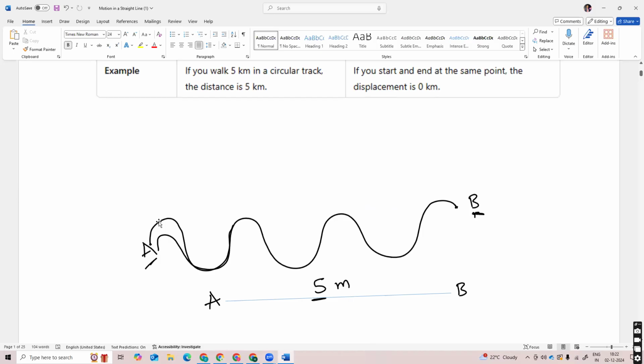So distance is basically the length of path traveled to reach from position A to position B. So this is the distance. Whereas displacement is the shortest distance between initial and final position. So let's say that person has traveled from A to B following this curve, and then he reached point B.